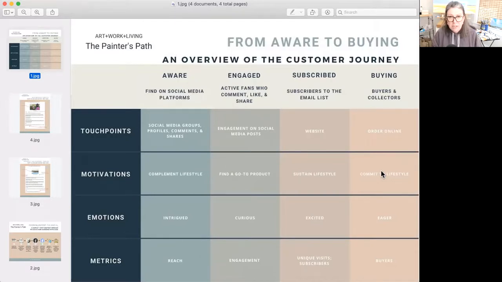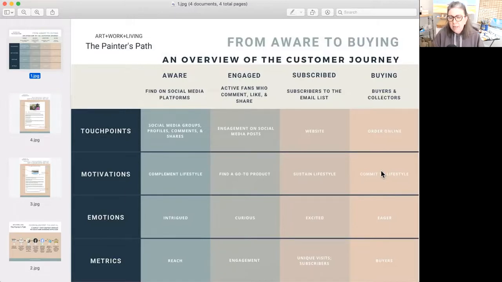The next stage is subscribed. They've made a micro commitment. They have moved from simply following you on social media to your website and subscribed to your email list. This is where the website's crucial. This is where blogging is crucial. Yes, the blog is still alive, and yes, you need to blog. It is a crucial part of this system that will draw your ideal collectors to you. Don't skip this step. So at your website, they will sign up for your email list.